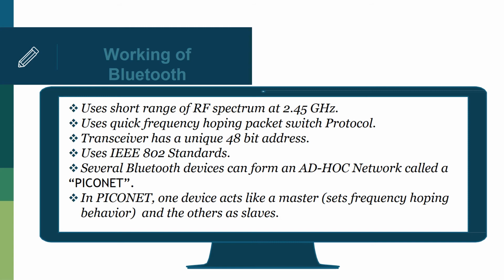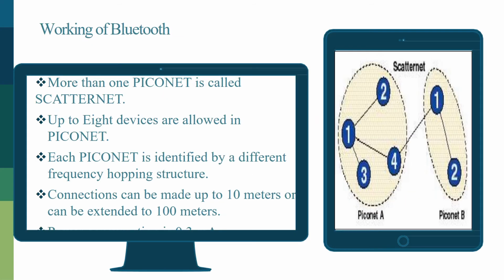So in a piconet, one device will act as a master, and all the other devices will act as slaves. As I said, there is piconet A and piconet B. More than one piconet is called a scatternet. When you join 2 or 3 piconets together, that becomes a scatternet. In a piconet, you can allow up to 8 devices, that is one master device plus 7 slaves. Each piconet is identified by a different frequency hopping structure.